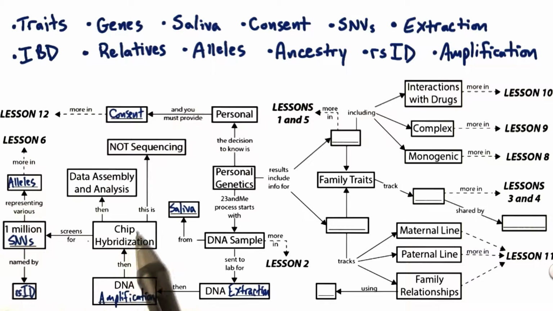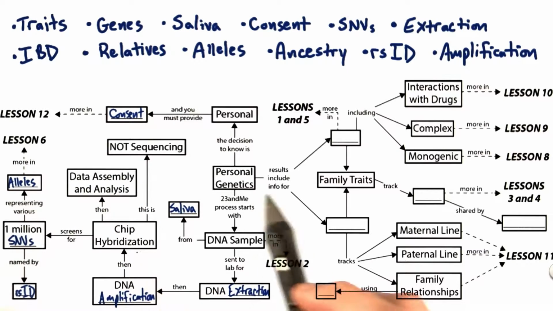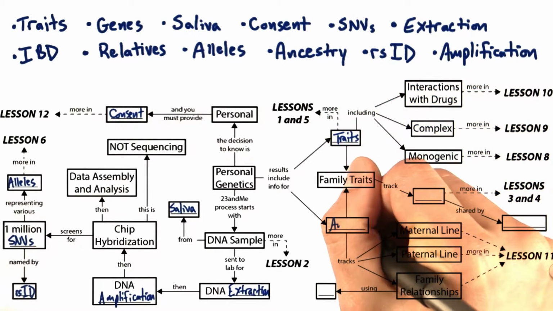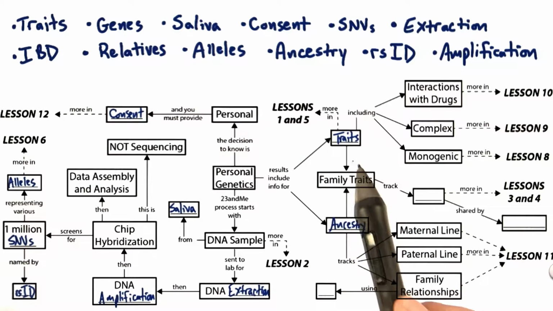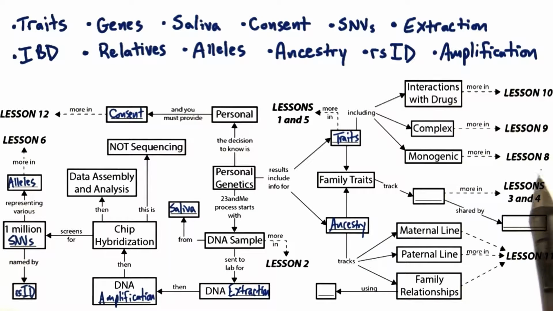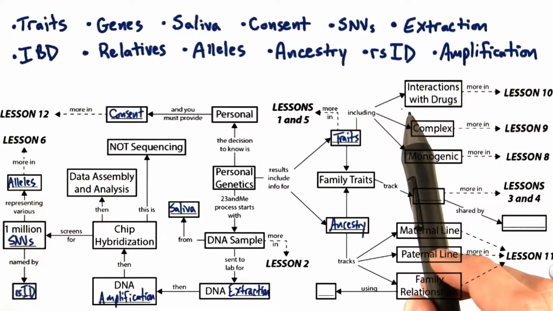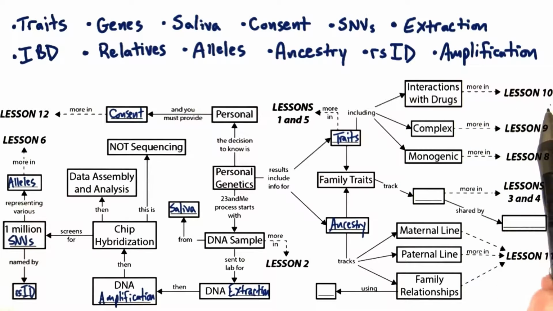But once we have this information, then we're ready for data assembly and analysis. Our results will include information about traits and ancestry. We talked at length about traits in Lesson 1 and a bit more in Lesson 5. The types of traits we can learn about include monogenic traits, which we'll learn more about in Lesson 8, complex traits, which we'll learn more about in Lesson 9, and even particular traits that have to do with interactions with drugs, which we'll learn more about in Lesson 10.